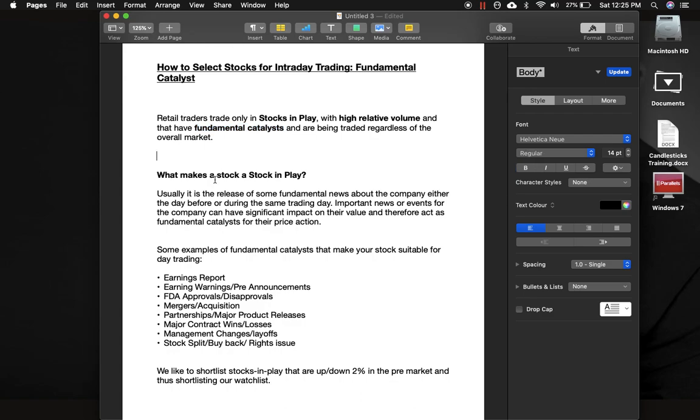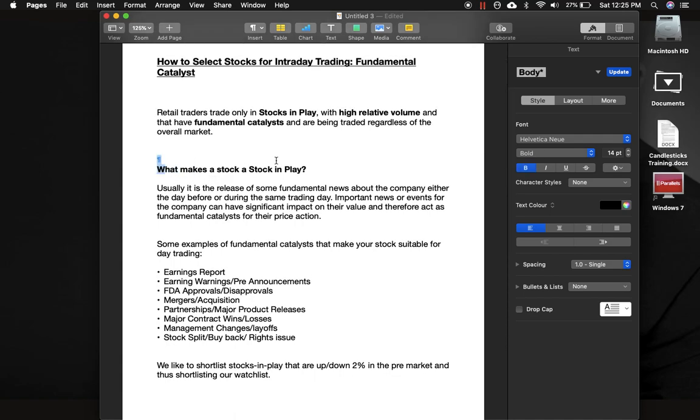So what are these terms? I'll be explaining briefly so that you can have a good understanding. Firstly, what is making your stock a stock in play so that you can choose it and trade on it? Basically, a lot of fundamental news about the company, either the day before or during the same trading day in the 6 hours, and such important fundamental news that is released is making your stock a stock in play. And when your stock becomes a stock in play after the fundamental news, this news actually has a significant impact on the value of your stock so that it can move a lot during the day and you can take advantage of that price action.